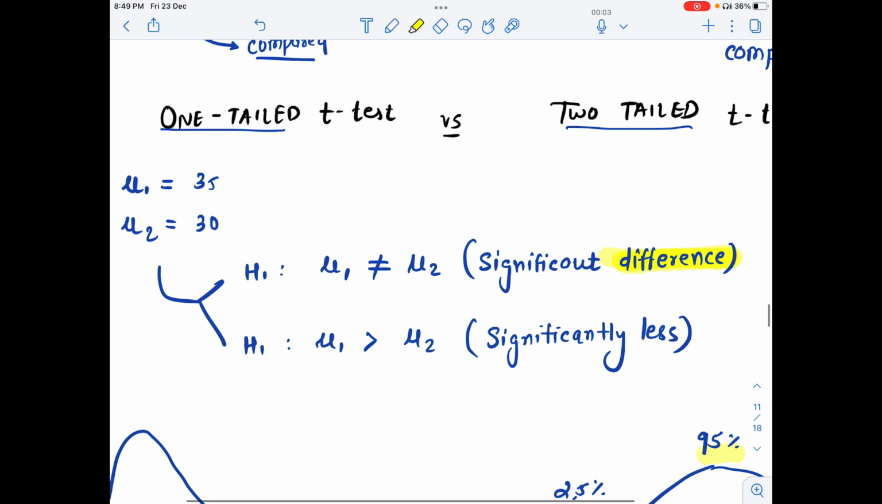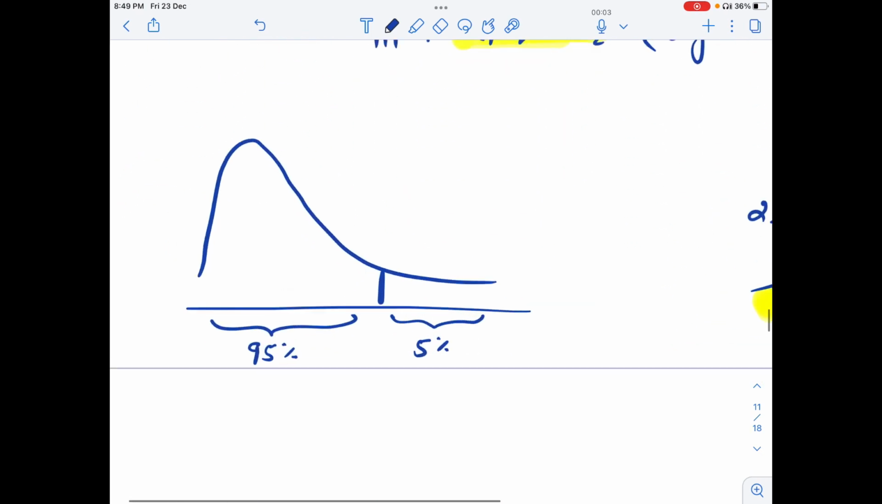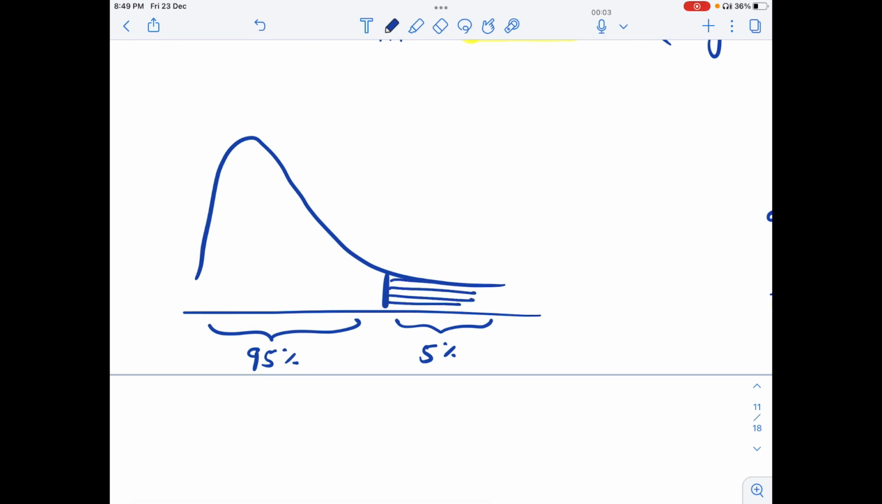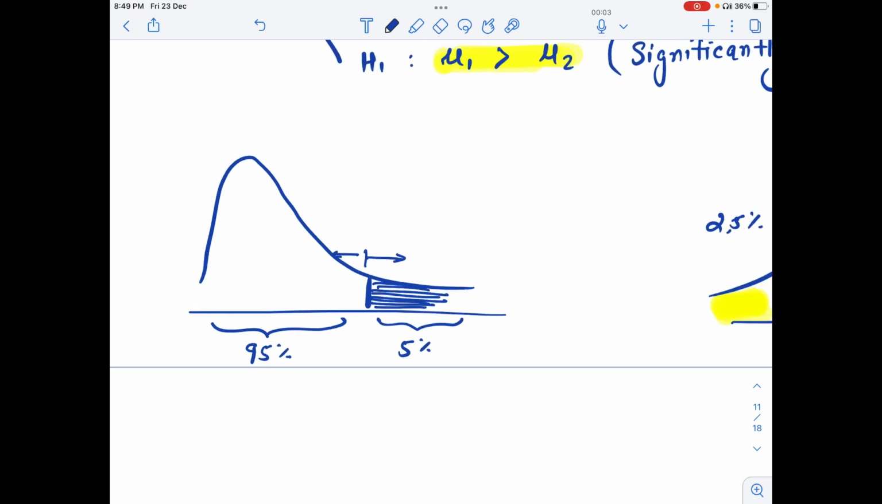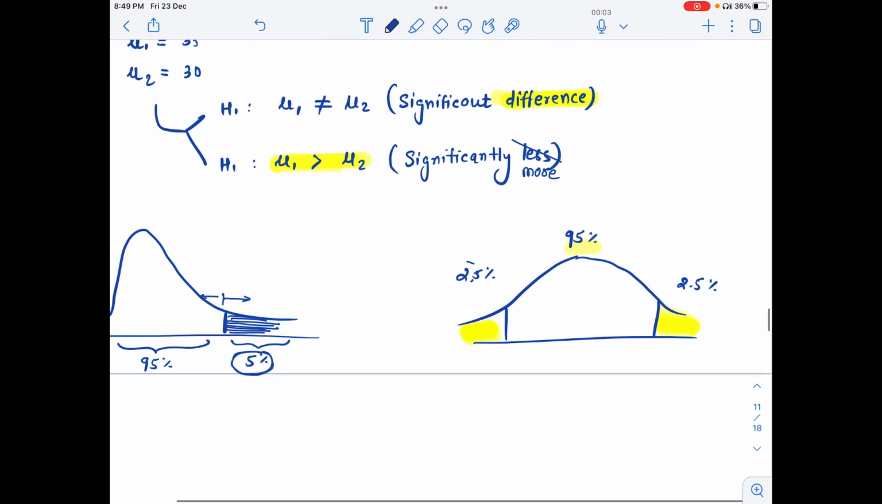A one-tailed t-test or one-tailed hypothesis is where one mean is more or less, not both, than the other. So here mu1 is significantly more than mu2. The graph will look like this. There is only one possibility, that it can be higher. Above this level it will be significantly higher, below this level it will be within the non-significant range, and the entire probability is 5%. Here it was divided between 2.5 and 2.5.